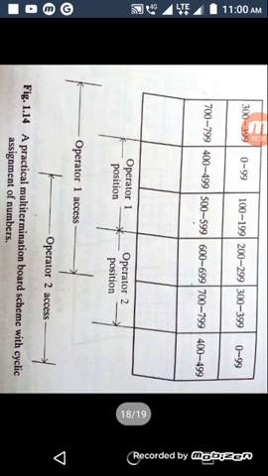This is another logic diagram of a practical multi-termination board scheme with cyclic assignment of numbers. In this also we are seeing the arrangement of codes. We are seeing the jumbling system. Operator 1 position, operator 2 position, operator 1 axis, operator 2 axis.